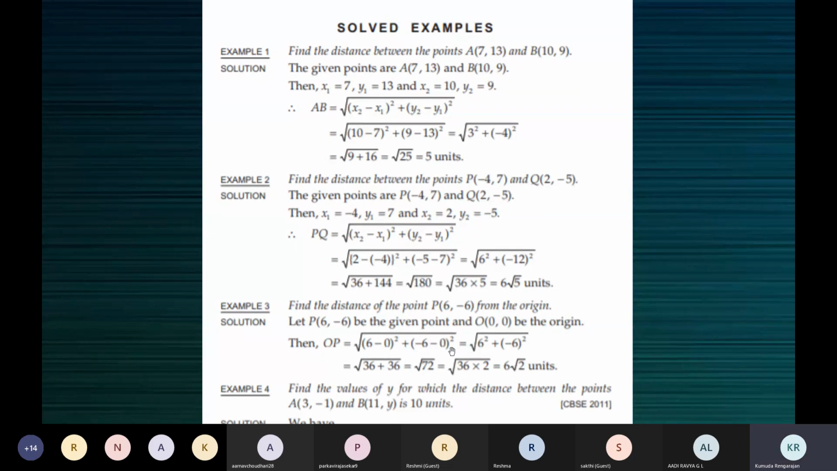Yeah, this is what I was telling. So you don't have to write root 72 also. Don't write this. What is 36 plus 36? 2 into 36, straight away. And 36 comes out as 6. 6 root 2 units.